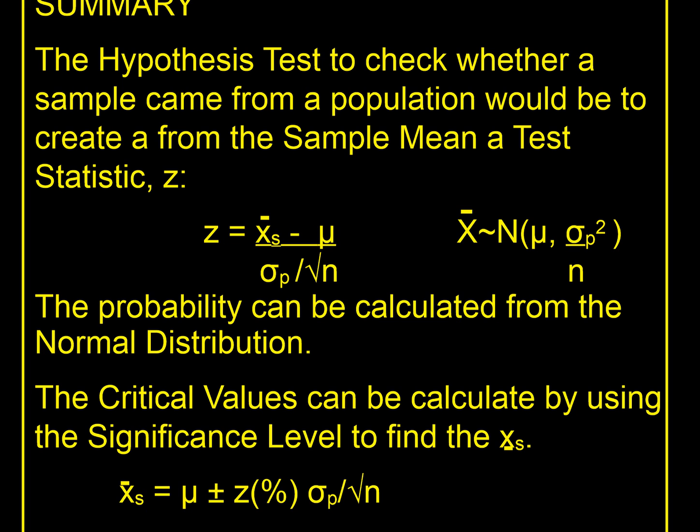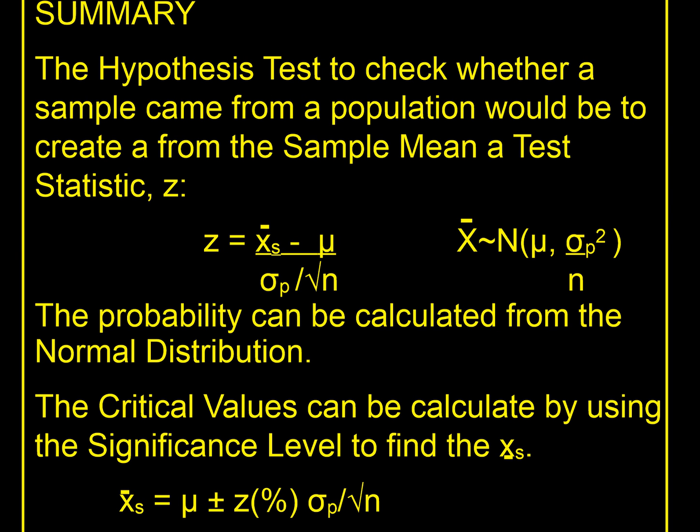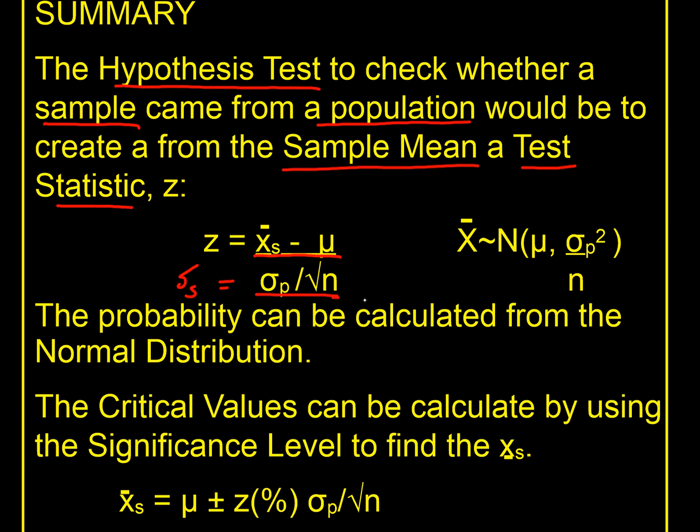Okay, here's my quick summary of the topic. We can hypothesis test a sample, to see whether it comes from the population, by using a test statistic based on the sample mean and the population statistics. So our Z value is going to be the distance the sample mean is away from the population mean in terms of standard deviations of the sample means, which is sigma p over root n, because our sample mean is distributed normally with the population mean as its mean and standard deviation sigma p over root n.